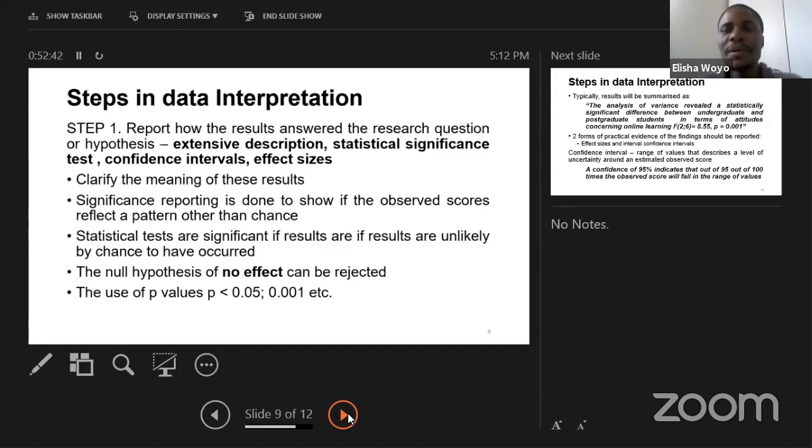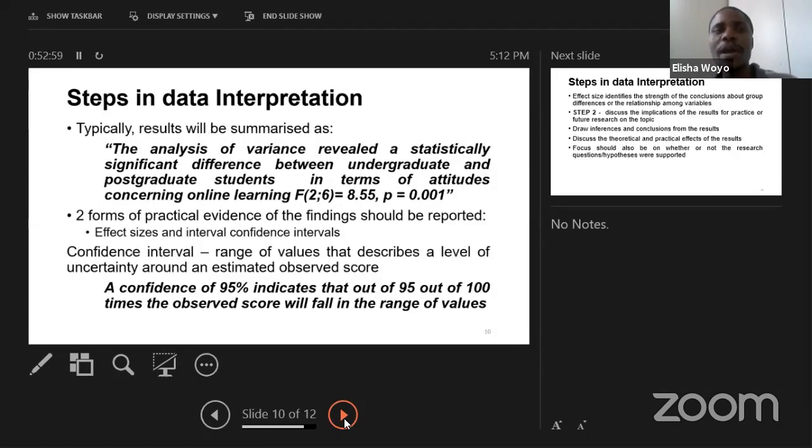And you need to determine how these results are significant. At what level are we looking at this significance? So we normally use the p-value at less than 0.5, less than 0.001, and it's important that we get this. So when you are reporting your results, what I've put in bold is the way we write.